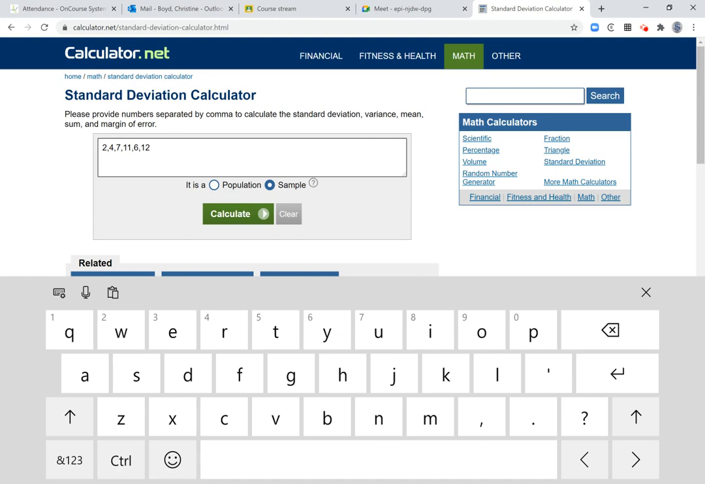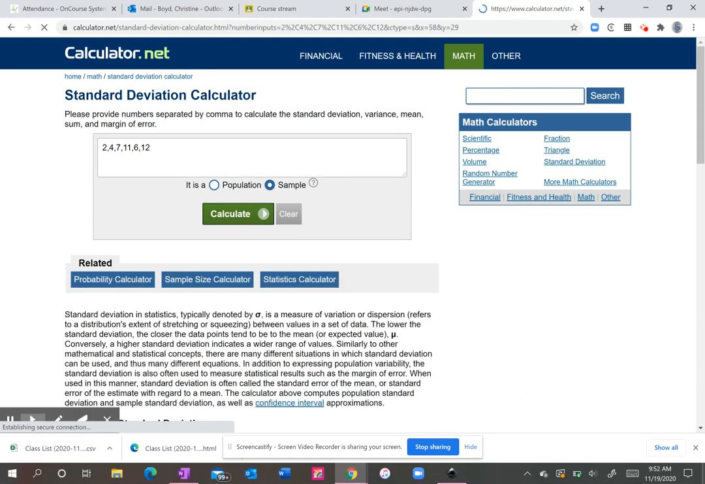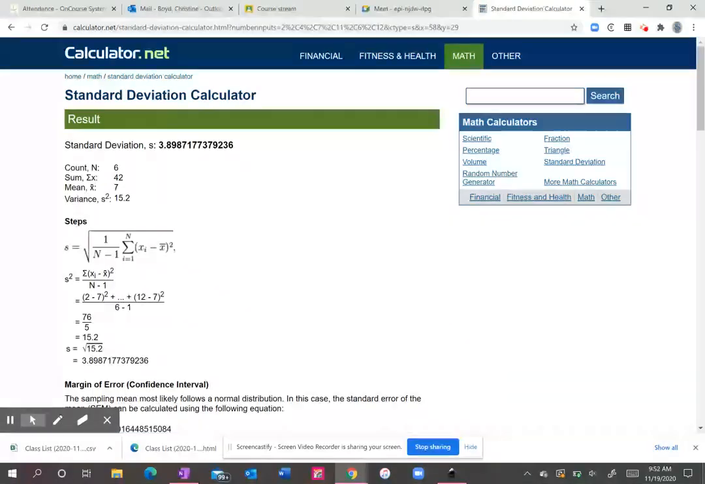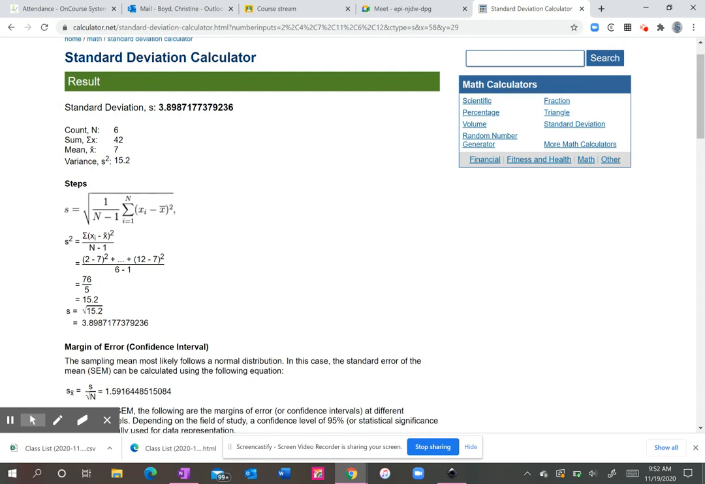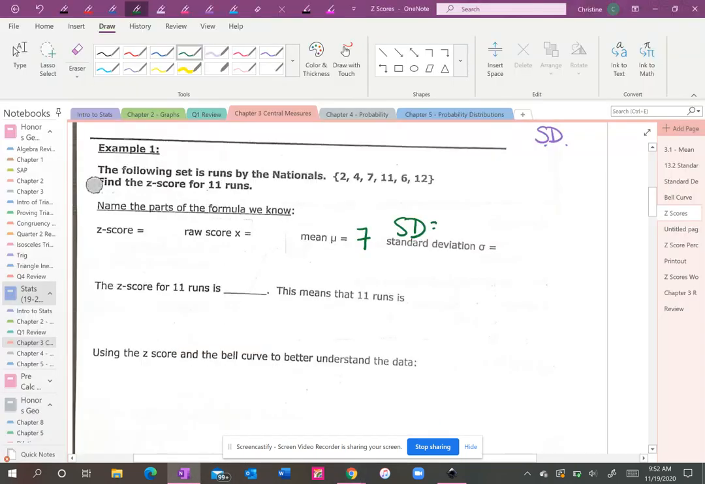Okay, so the standard deviation, using this calculator, is 3.898. So I'm going to say it's 3.9. Most of the time, the standard deviation will be given to you. So that is going to be the good part about this, okay?